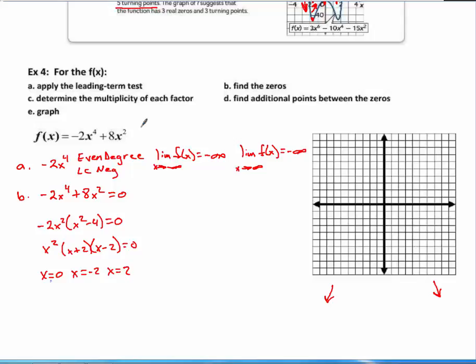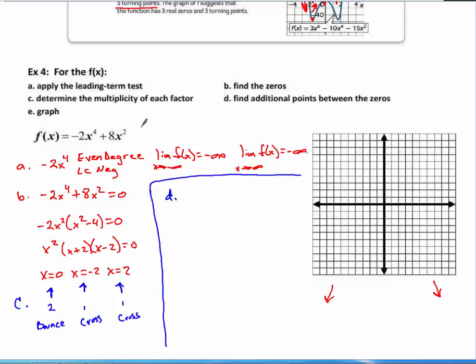Okay, part C says determine the multiplicity of each factor. Well, this one's a multiplicity of 2, right, because there's 2 x's to make the x squared. This is a multiplicity of 1. This is a multiplicity of 1. So that means this is going to bounce, cross, and cross. Okay, it's crossing because it's odd, and it's bouncing because it's even. Now we're going to move over here and look at part D.